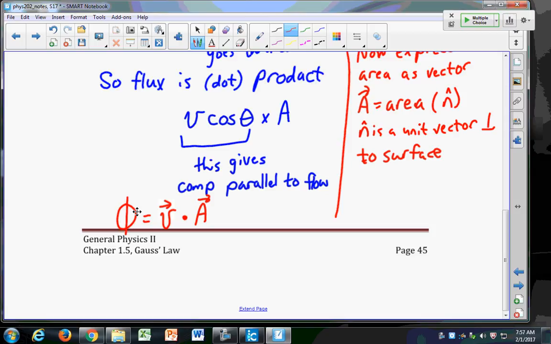And you use flux for a lot of different things, especially when you're working with fields. And we've used it with gravitational fields. Now we'll use it with electric fields, in exactly the same way. Exactly the same way. All right. May I go down?